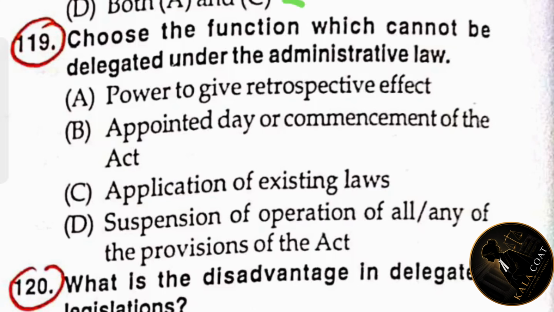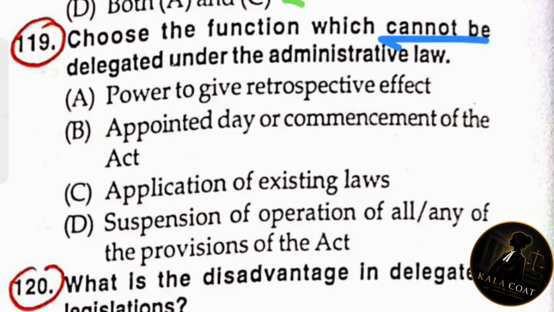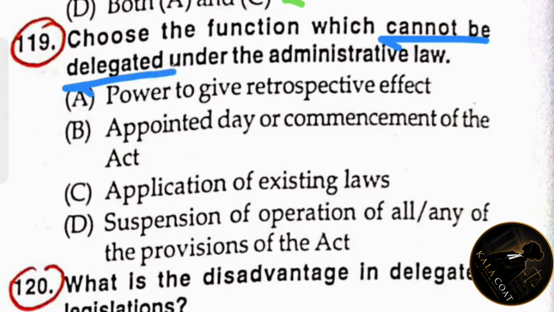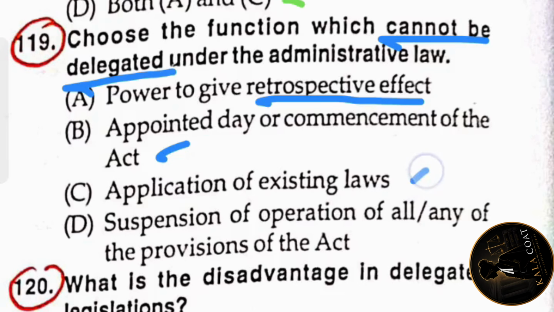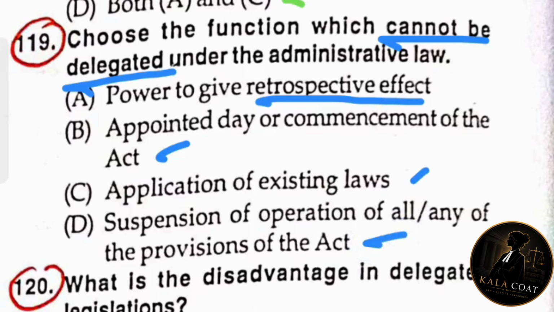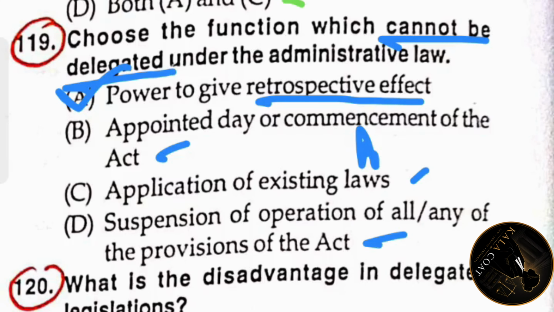Question number 119. Choose the function which cannot be delegated under the administrative law. Options are power to give retrospective effect, appointed day and commencement of the act, application of existing laws, or suspension of operation of all or any of the provisions of the act. Correct answer is option A, power to give retrospective effect. A is the right answer.